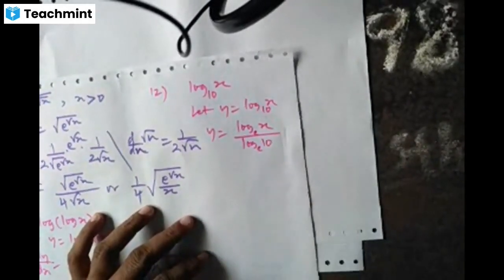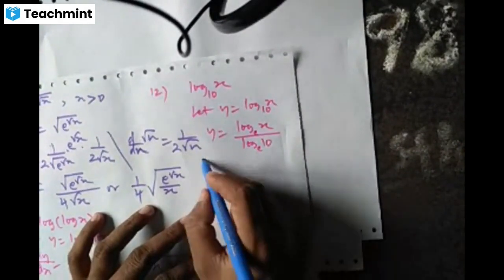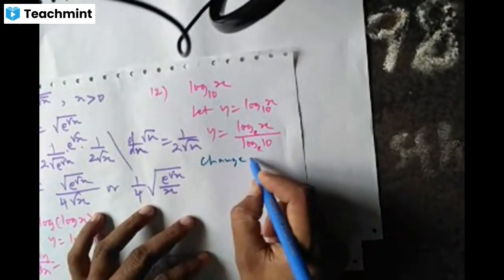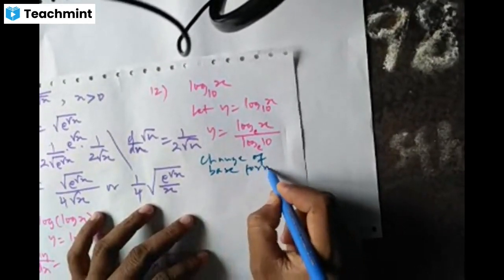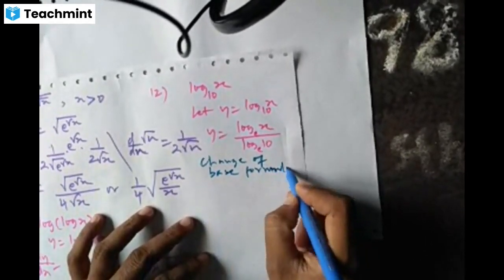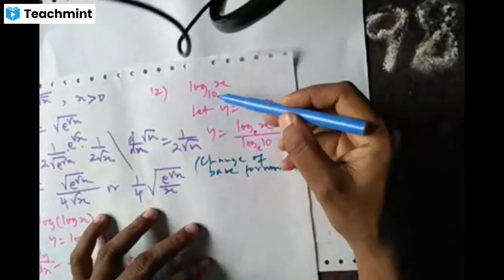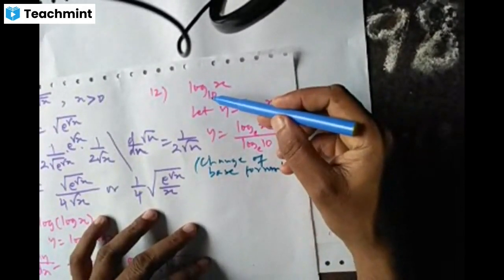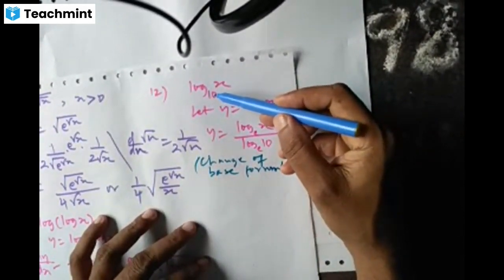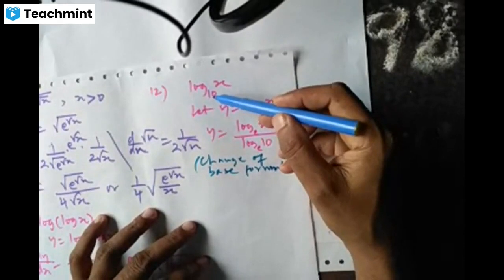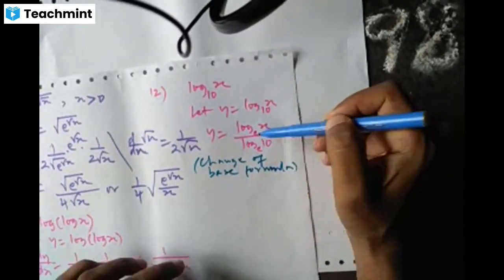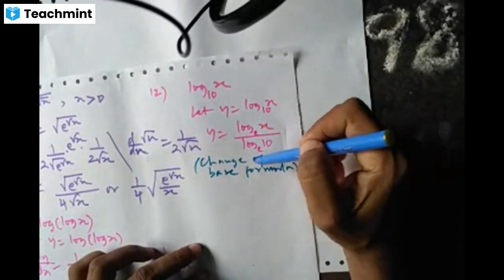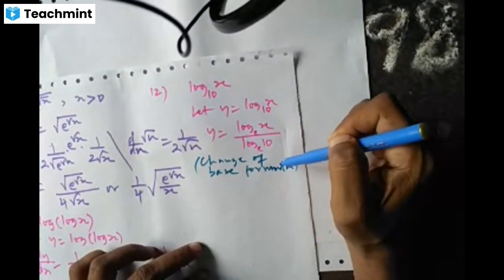Here I have used change of base formula, which we have learnt in the last class. Here the base is 10. If the base is 10, we cannot differentiate the function directly. We have to change the base from 10 to e. So for that I have used change of base formula.